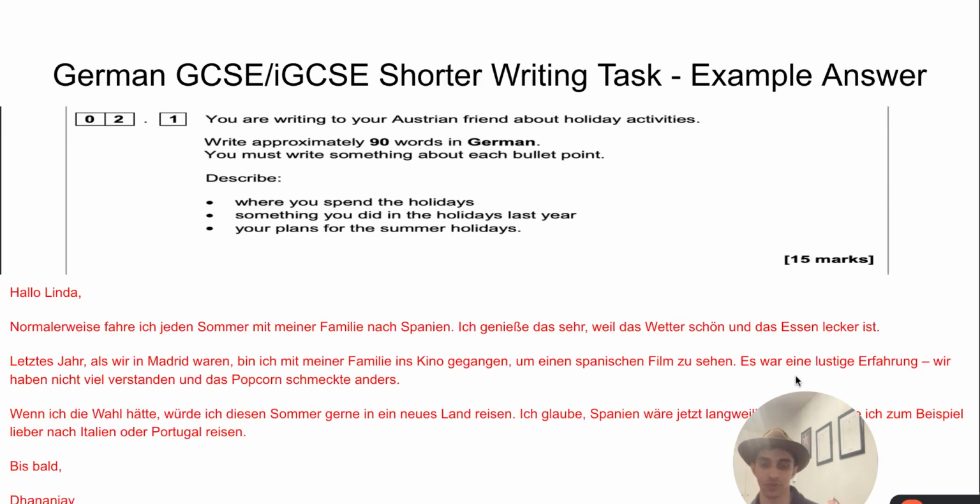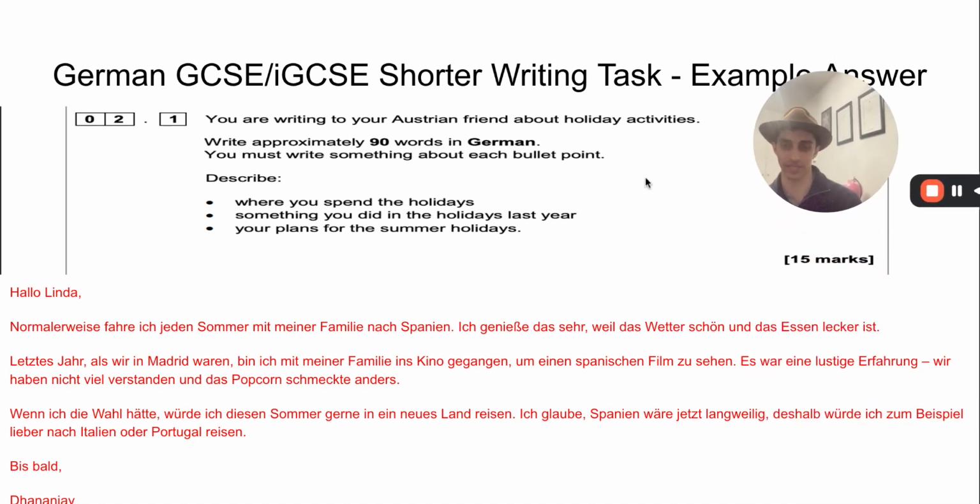Okay, let me show you my example answer. You can see that I have copied out the question itself at the top, and my example answer is written below that in red. I'll give you a little bit of time to read through that, and I'll just point out a few of the features of my answer, things that I've been careful to include.